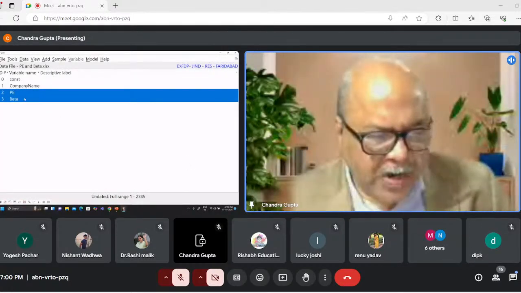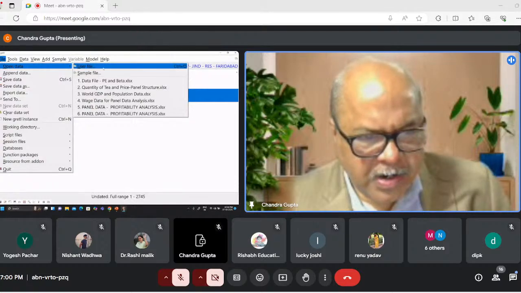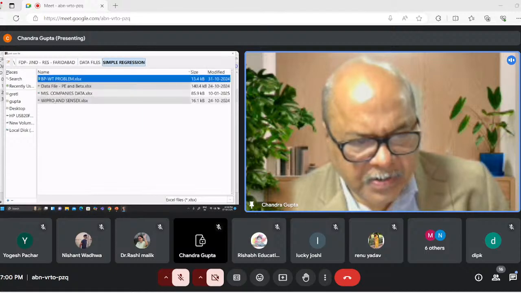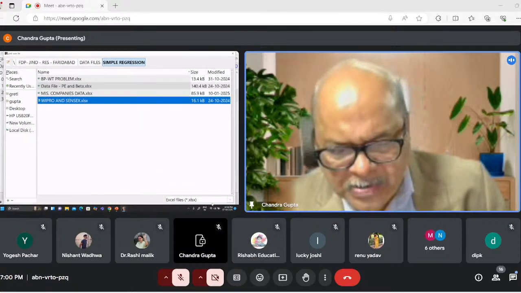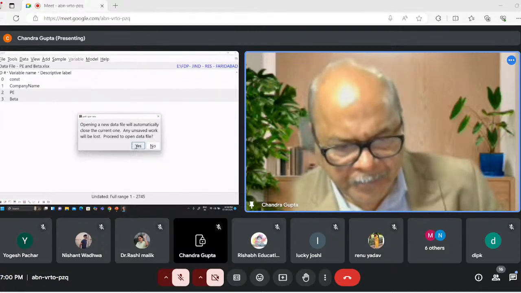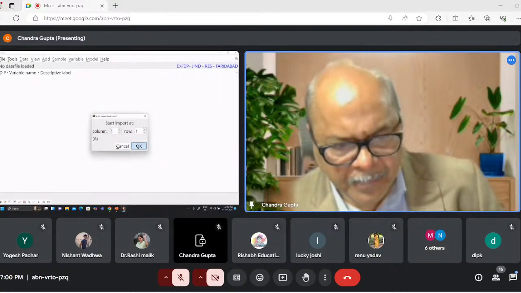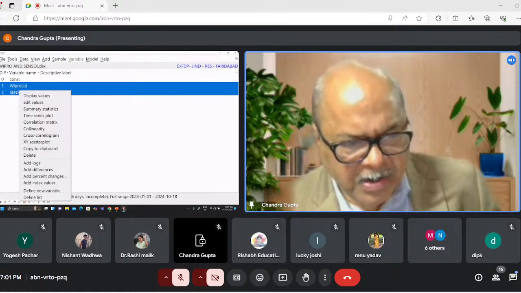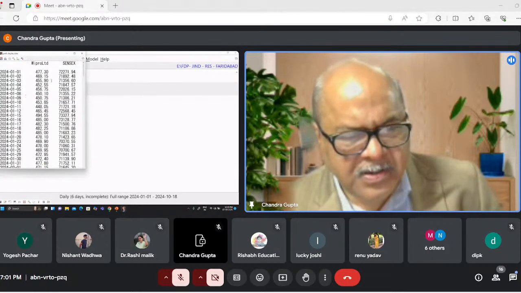Let me open another file. Open data, user file, simple regression. Suppose I take Wipro and Sensex file. Select them, right click, display values. These are the values which we have.